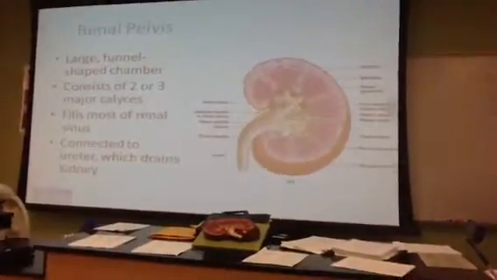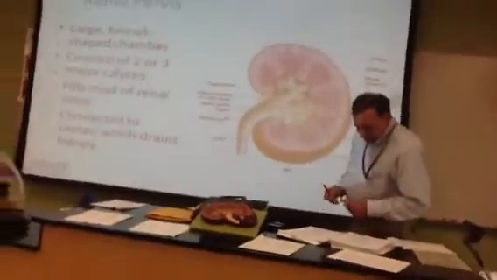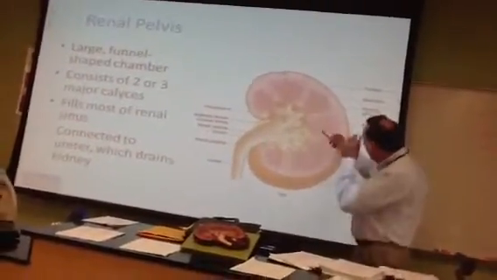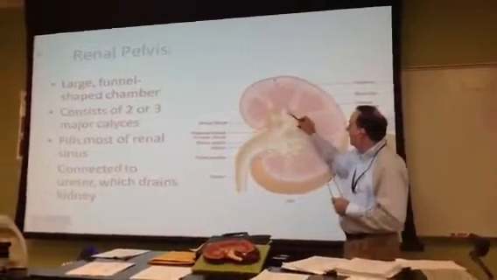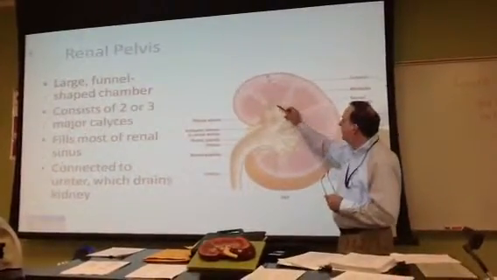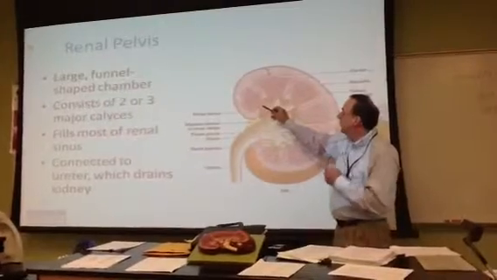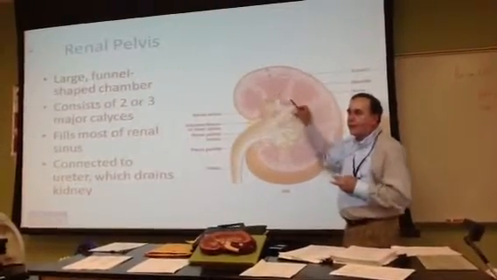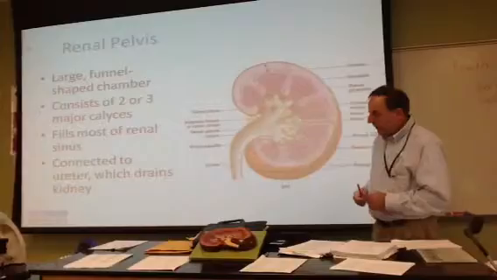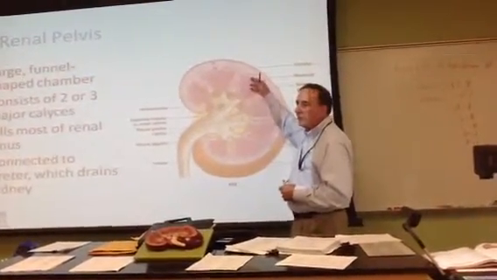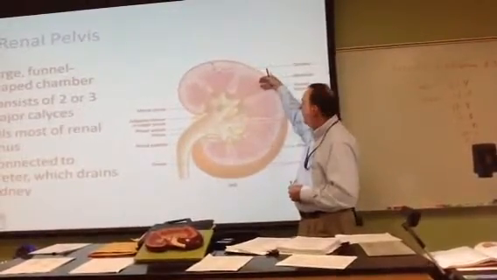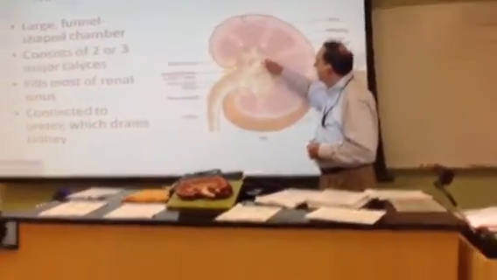The next structures, let's go back, are the calyx. The papillary duct drains into a region that's called the minor calyx. There's a minor calyx for each papillary region, and each papillary region is the bottom of one of these pyramids. These pyramids are filled with thousands of nephrons, which are draining into the collecting ducts, which are draining into the minor calyx.